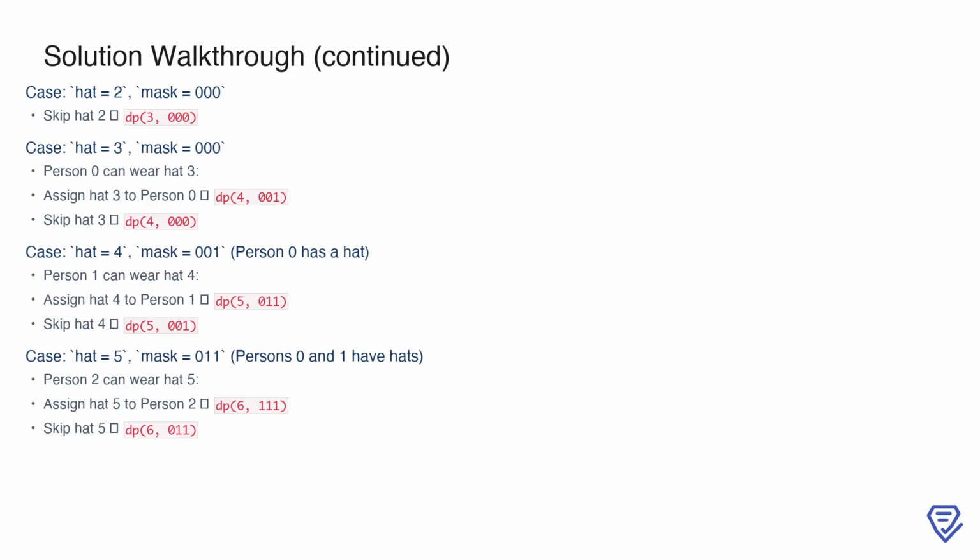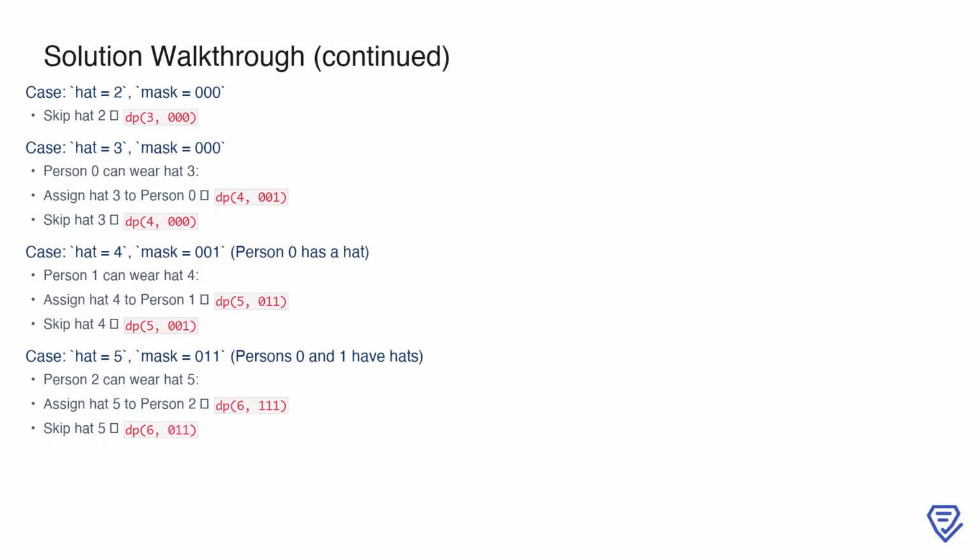However, for hat 3 with mask 000, we see that person 0 can wear this hat. So, we assign hat 3 to person 0, represented by dp(4, 001), where the mask 001 indicates person 0 now has a hat. Alternatively, we could skip hat 3 and call dp(4, 000) to explore other options.